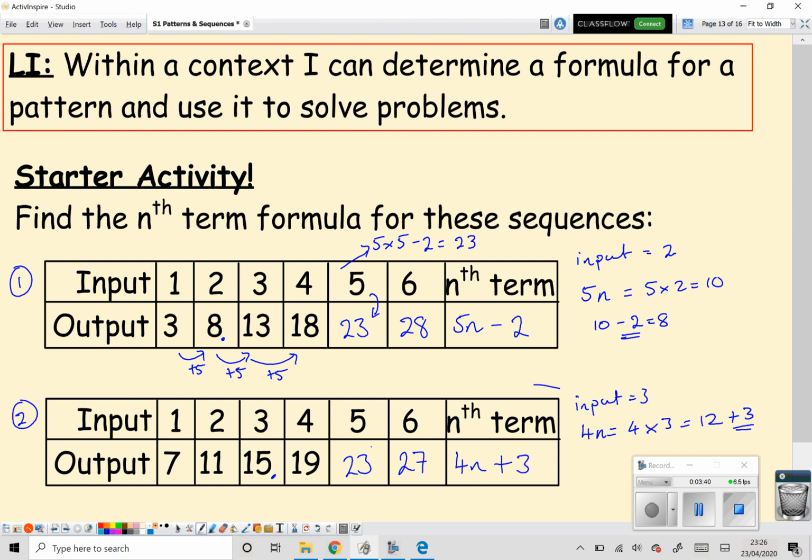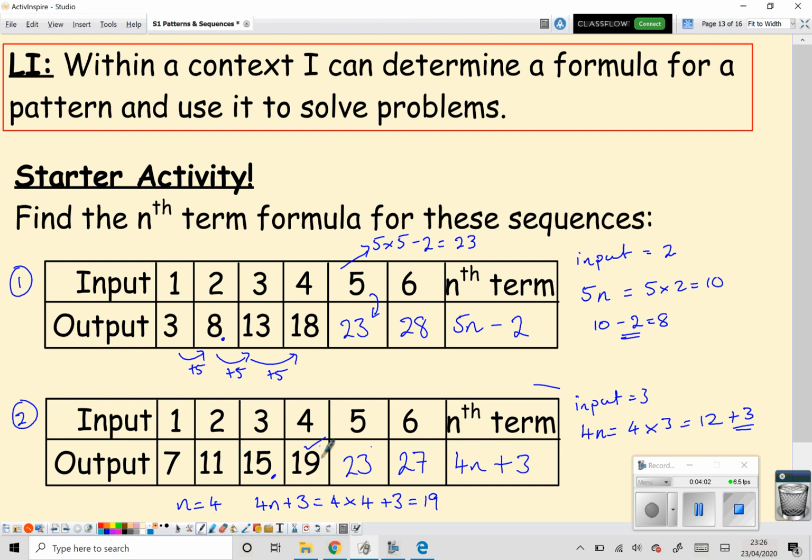And if you wanted, again, you could just test it. If we had n equal to 4, then 4n plus 3 would be 4 times 4. Well, that's 16 plus 3 gives us 19. Hey, that's what we get.